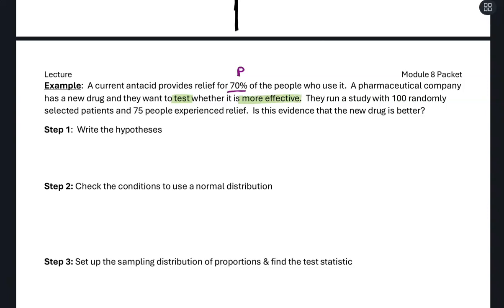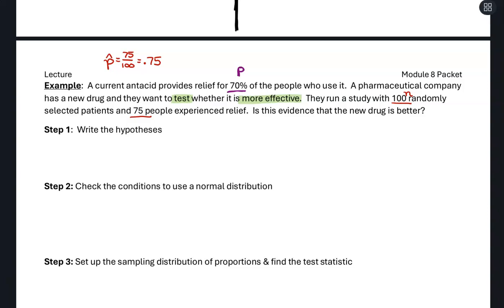So they run a study with 100 randomly selected patients. 75 people experienced relief. This is my sample data. I have my sample size. I don't have my sample proportion quite, but it is there. My sample proportion would be 75 out of 100, which is 0.75. I just have to make it a fraction first.